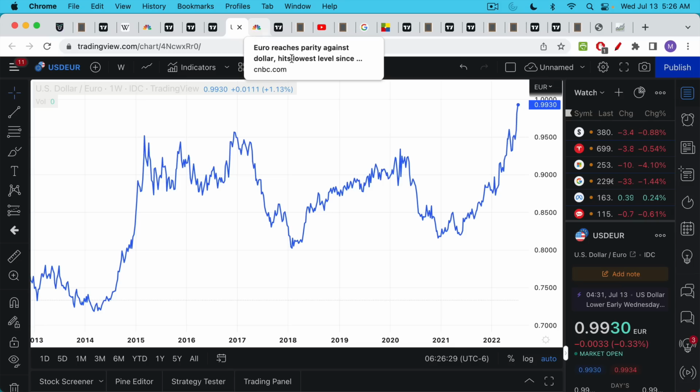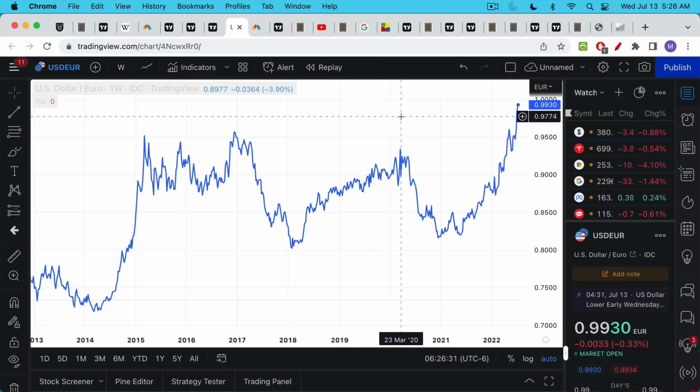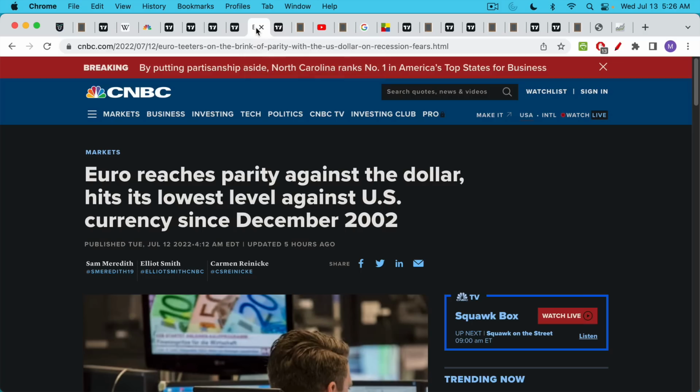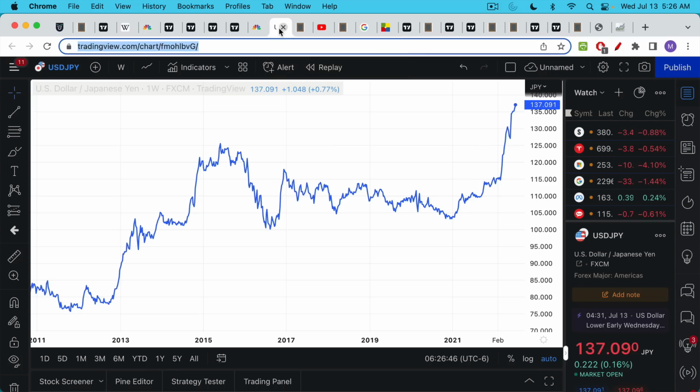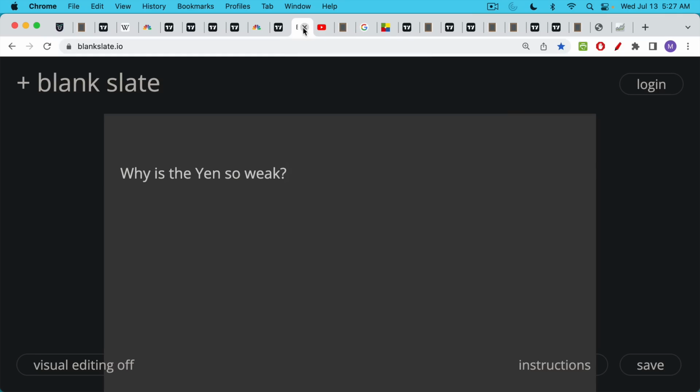Here's a chart of the US dollar strengthening versus the euro. So this chart moving up means the US dollar is getting stronger against the euro. And as we said, we haven't been at parity, in other words, a one-to-one relationship in the US dollar versus the euro, since December of 2002. So this is quite significant. Likewise for the yen, really breaking out from the beginning of this year, really from earlier in 2021 as well, hitting 137 yen per dollar. So why is the yen so weak? We'll also talk about why the euro is so weak.